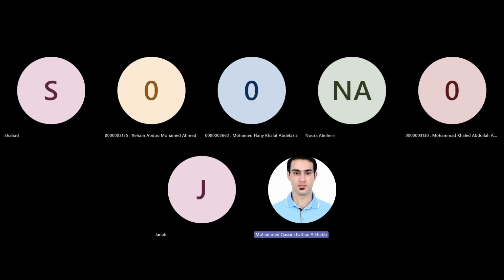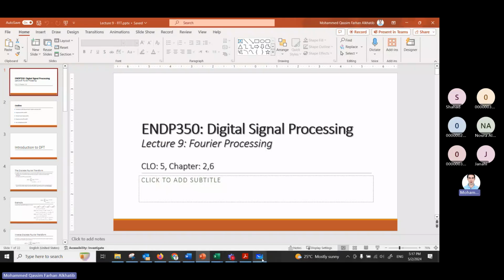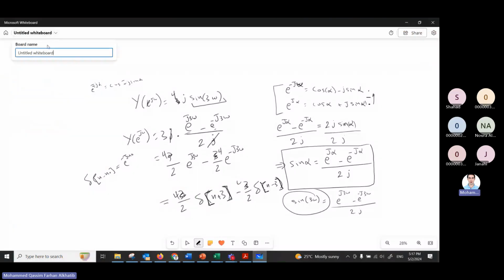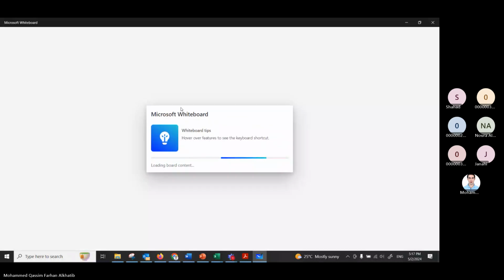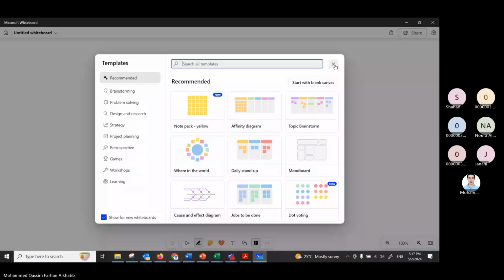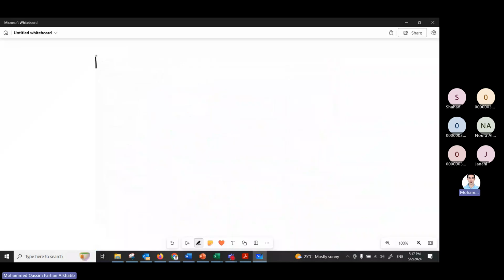Previously we did the DTFT. Now DTFT works this way. So when you have a signal, and let me have a new one here. Okay, in DTFT, it stands for discrete time Fourier transform.